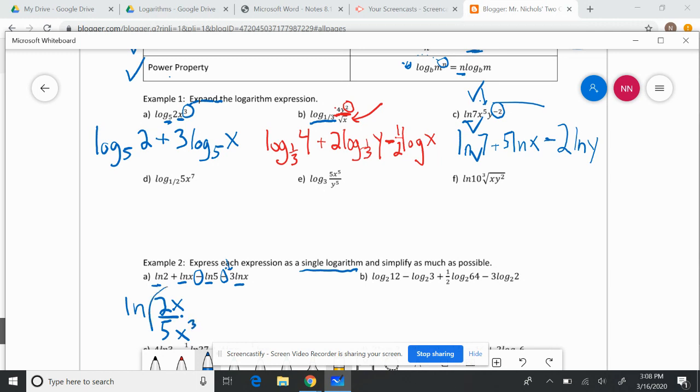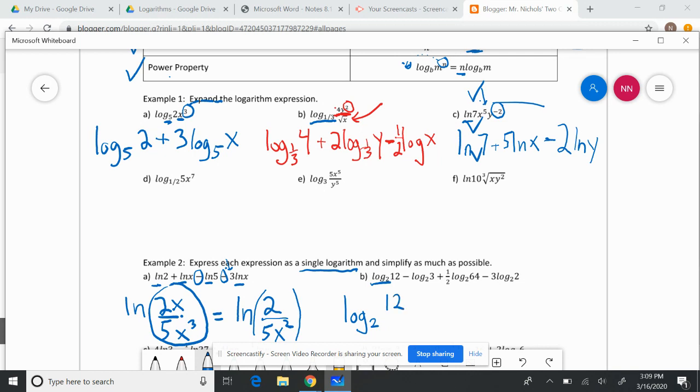Now notice that this right here can be simplified. We have an x on top and an x on the bottom, so it simplifies to natural log of 2 over 5x squared. We're subtracting the exponents. I'm going to put this in parentheses so it looks like one term. Now looking at letter B, we're going to do the exact same thing. Notice that we have a log base 2, so we're going to put log base 2. Our 12 is positive, so we're going to put it in the numerator.